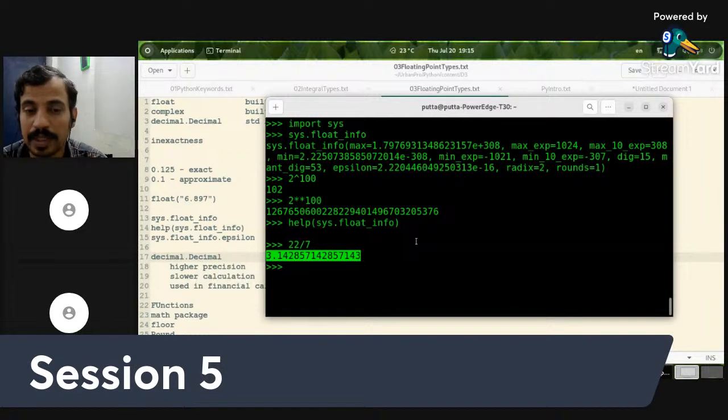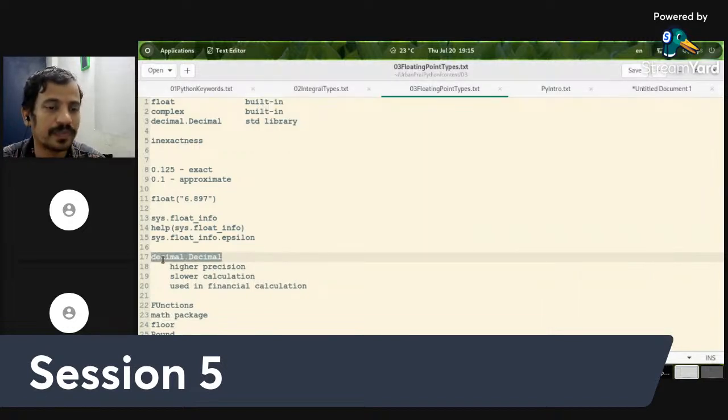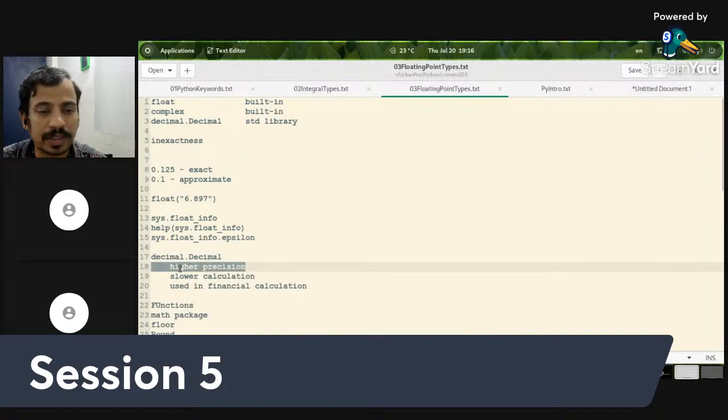Pi is a recurring decimal, right? So it keeps on going continuously. So this has been done up till a particular precision, like how many? 3, 6, 9, 12, 15 digits of precision. It has given us only 15 digits of precision. Sometimes we would want the precision to be even higher than what is given by float. In such cases, we go for another data type called decimal dot decimal. It provides us higher precision.